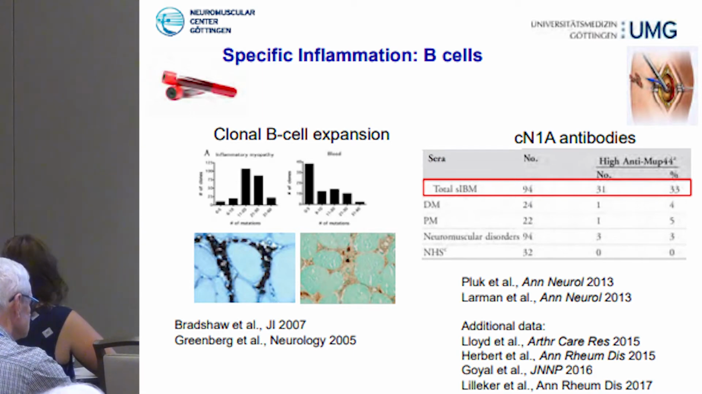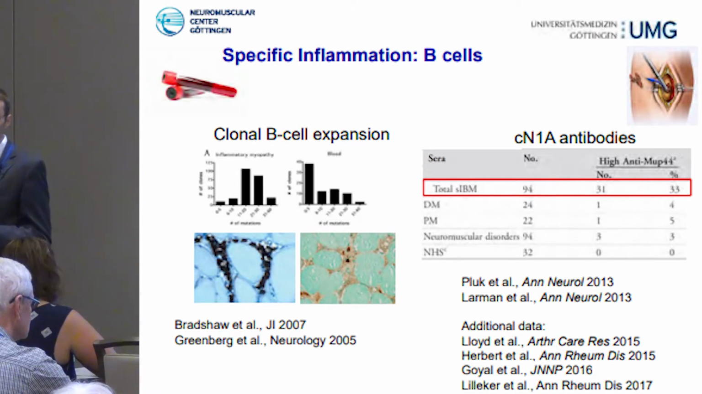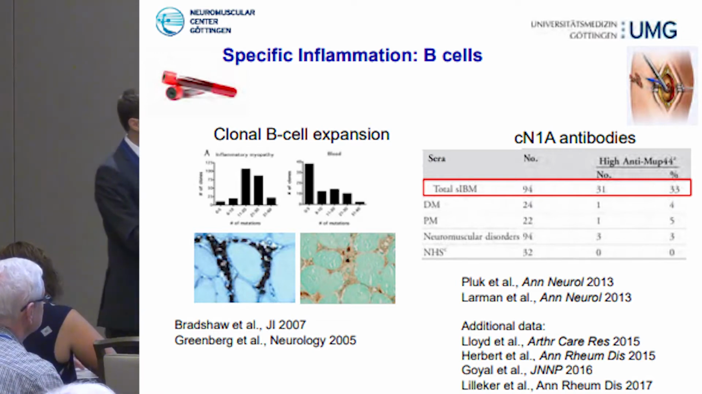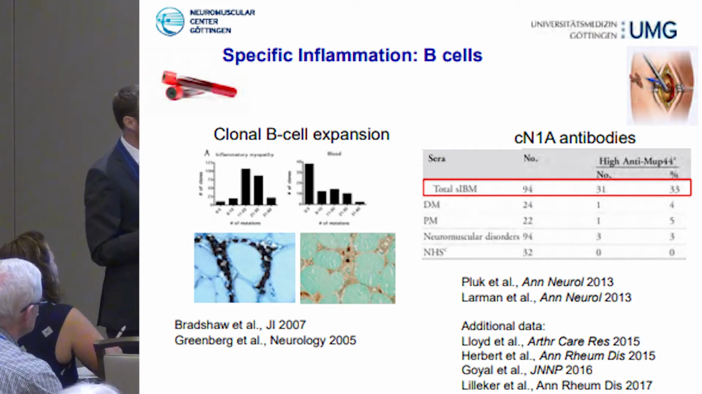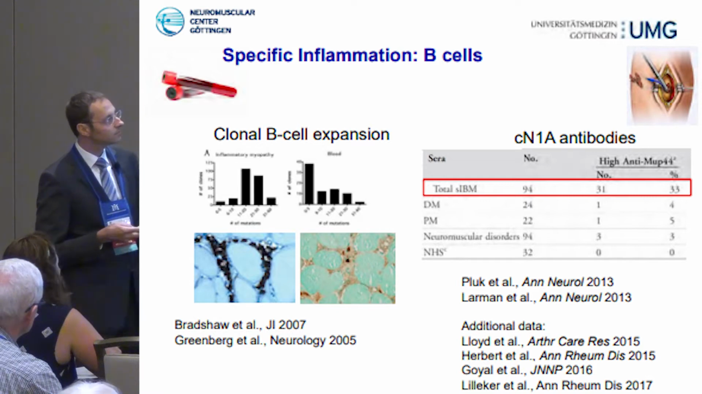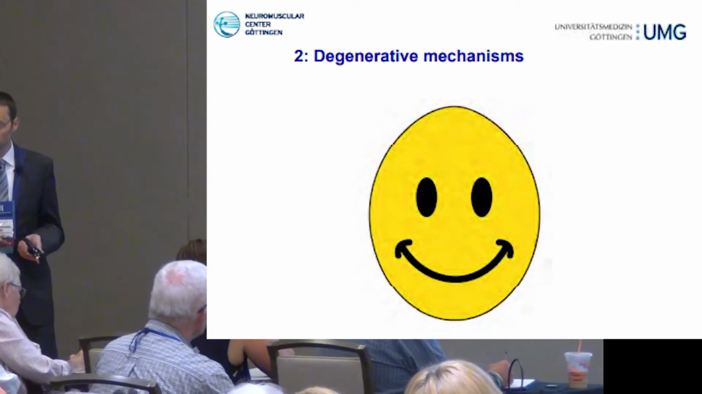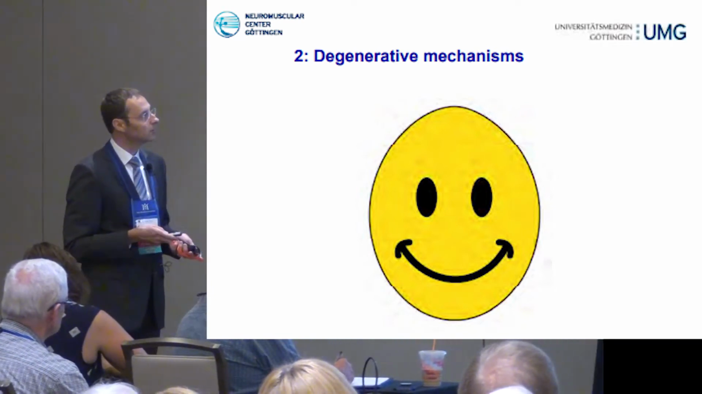So the summary of this slide is that there is clear evidence that there is a specific immune response in the area of B cells and antibodies active and operative in inclusion body myositis. So now we can switch to the degeneration, and see what's going on in the protein world.